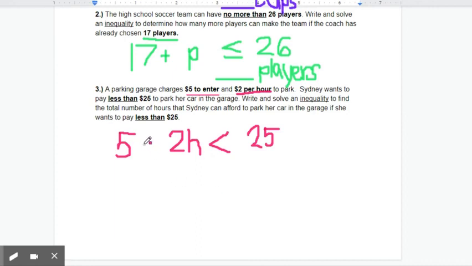Now we're going to put a plus sign in the middle of these two because this is showing the price it is to enter and the price it is to park per hour. So all of this needs to be less than 25. Once again, we're going to use SADMEP to solve this problem. For your answer, our label is going to be hours.